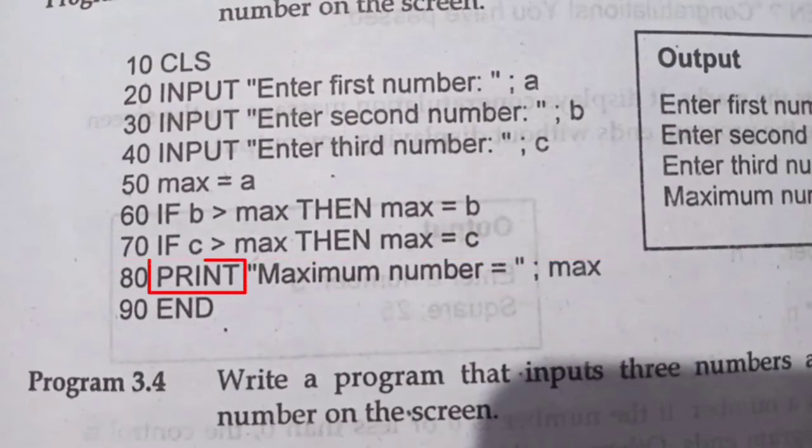Here we use the print statement to print the maximum number on screen. So we write this statement as print "Maximum number is equal to", here we enclose the text in double quotes, then put a semicolon for avoiding extra spaces. Now we declare variable max to store the result of the maximum number in it. In line 90, the program will terminate.